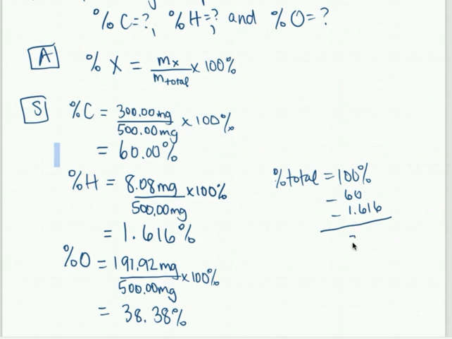Okay, so then here I just get 38.38%. Okay, so that's the total. That would have been, this is the mass of the carbon, and this is the mass of the hydrogen. Okay, so that's how you get the percent composition of the oxygen. So that's just another way to do it as well.